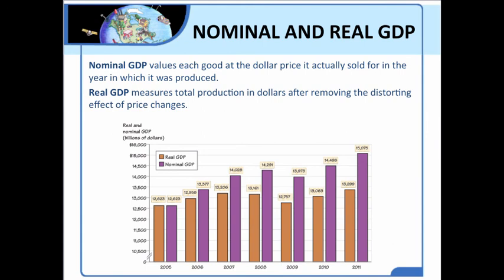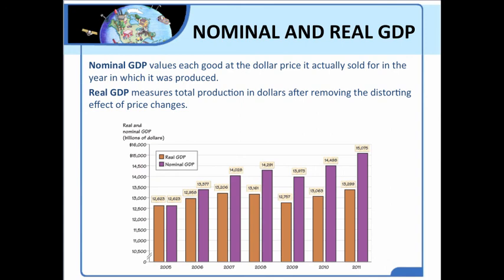The second version of any dollar-based measure is called a real value. The real value is adjusted to remove the effects of price changes. It answers a hypothetical question: what would our dollar measure be if prices never changed? For example, real GDP measures total production in dollars after removing the distorting effect of changing prices. To obtain real values, economists choose an arbitrary base year, such as the year 2005, as shown in this graph.